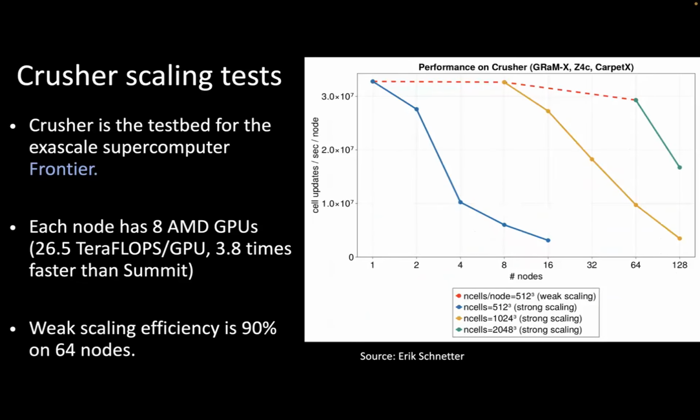And we have recently done the same on Crusher, which now has AMD GPUs. They're about a factor of 4 faster per GPU than Summit. And they also have 8 of these GPUs on a single Crusher node. Since Crusher is a pre-system, and this is a plot done by Eric, we've only gone to 64 nodes for now. We're currently waiting to get access to Frontier to see how we do there when we go to larger core and node counts, or GPU and node counts.